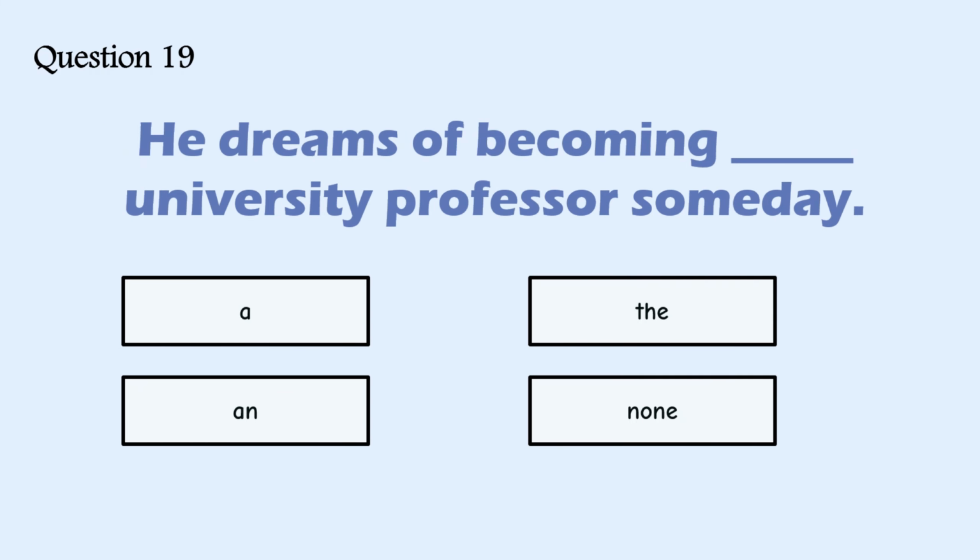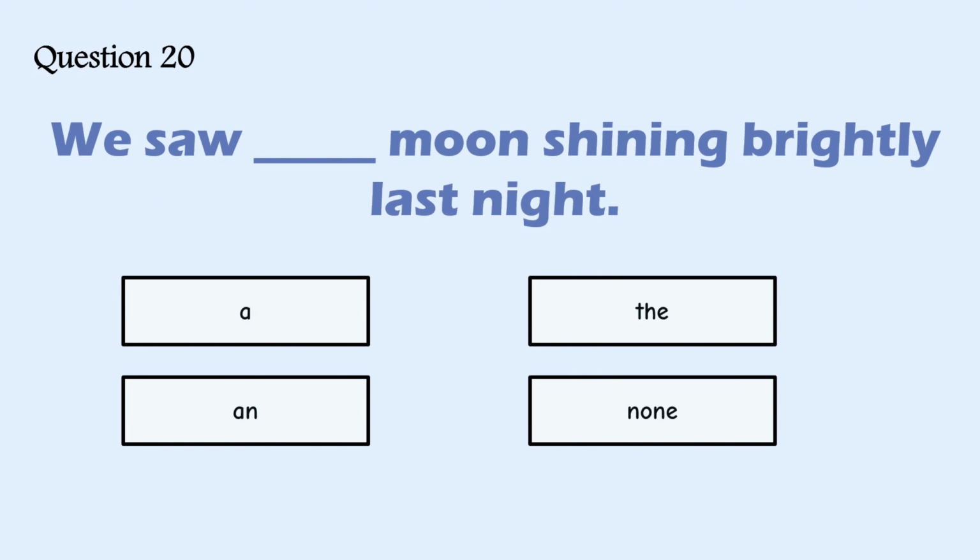Question 19. He dreams of becoming dash university professor someday. The correct option is a. He dreams of becoming a university professor someday. Last question. We saw dash moon shining brightly last night. The correct option is the. We saw the moon shining brightly last night.